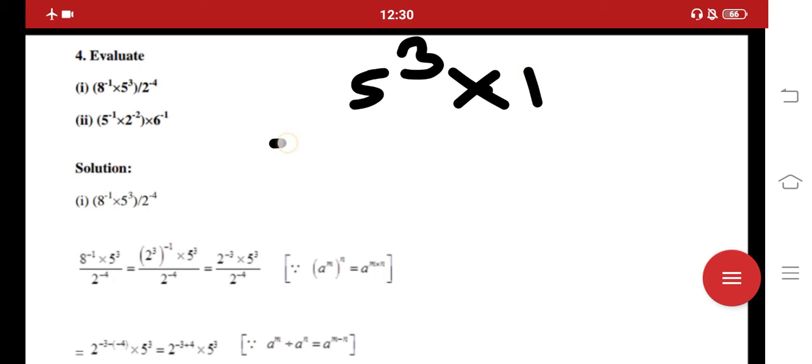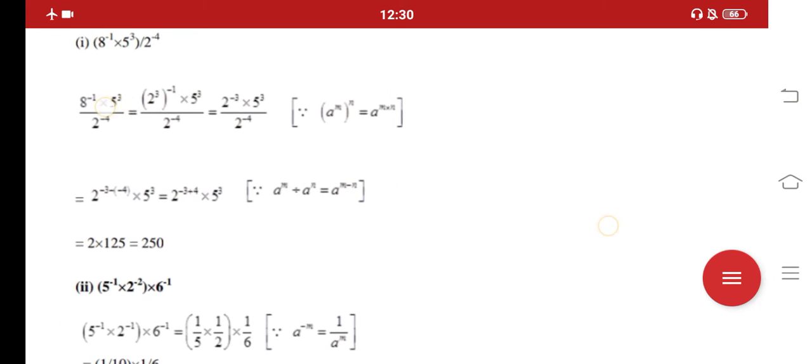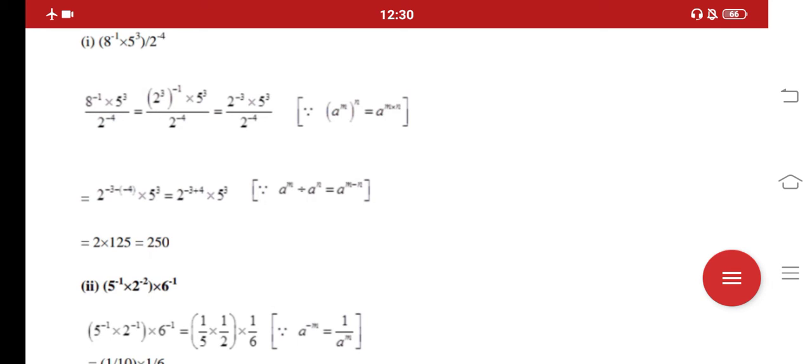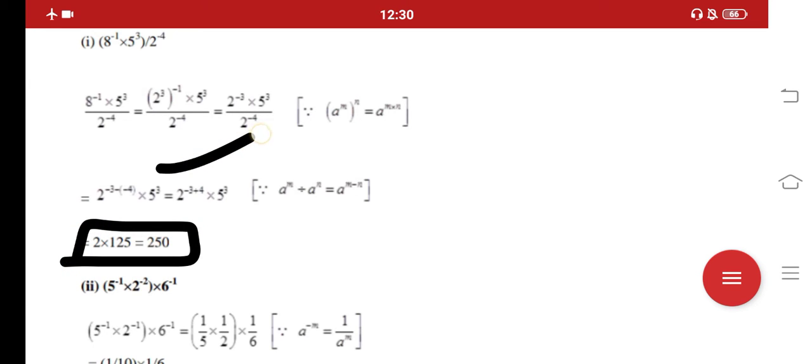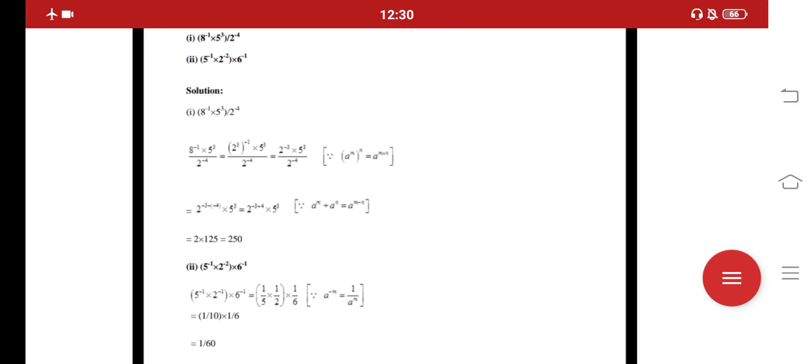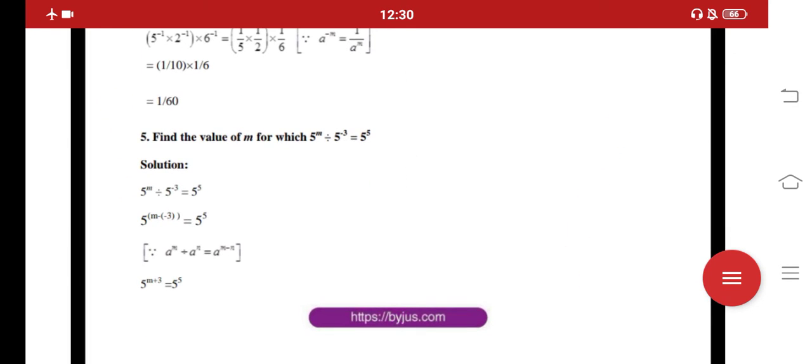After multiplication, at last when we flip the numbers and multiply the numbers together, we are getting 250. Here a different method is mentioned, but you can solve by both the methods. Now this is our question number 4. Now let me show you what is given in question number 5.